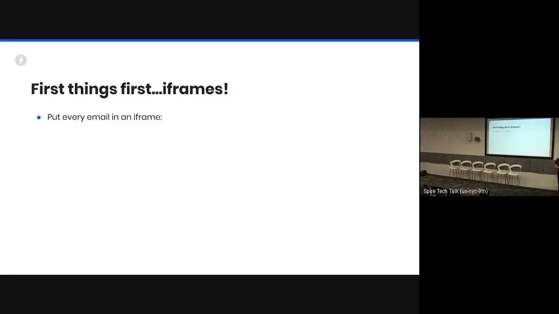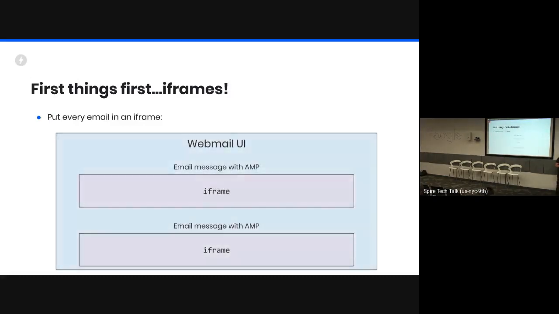And the first thing we're going to do is display it inside an iframe. This is not necessarily the case for HTML emails, but for AMP emails, it's a must that we use an iframe for every email. If we have multiple emails displayed on the same page, we will use a separate iframe for each AMP email.